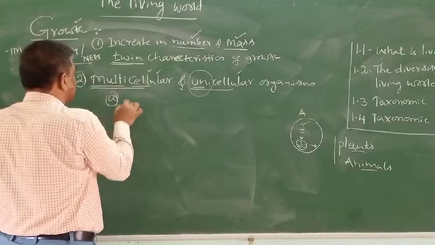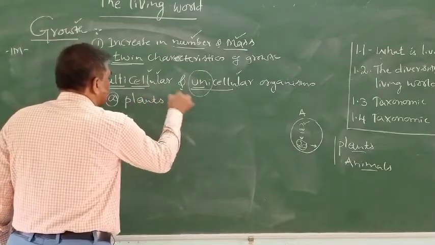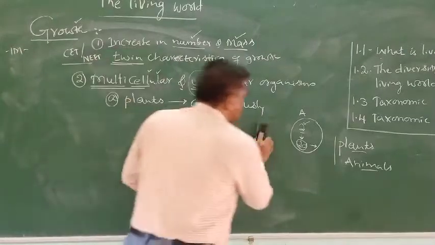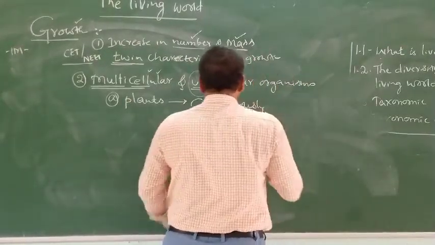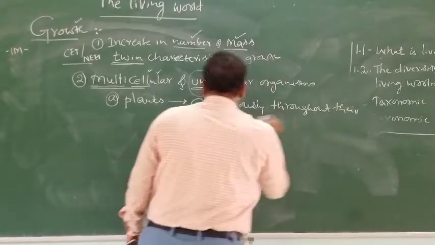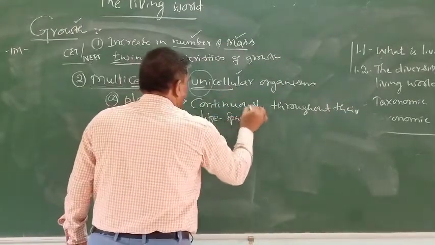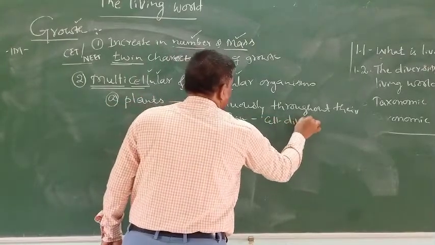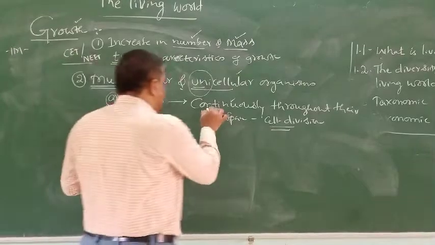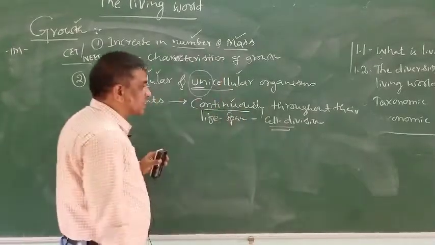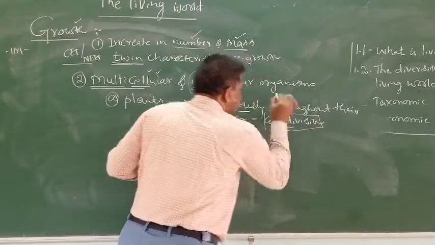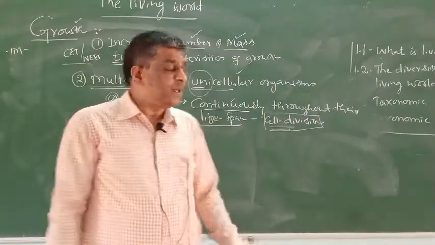So now I will clear this. In case of plants, growth occurs continuously throughout their lifespan, by a process called cell division. By cell division only, growth takes place continuously throughout their lifespan. Here you have to understand, in case of plants, growth is a continuous process. How long? Throughout their lifespan. And how does it take place? By cell division.